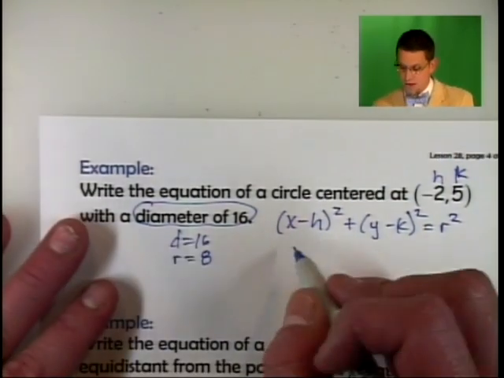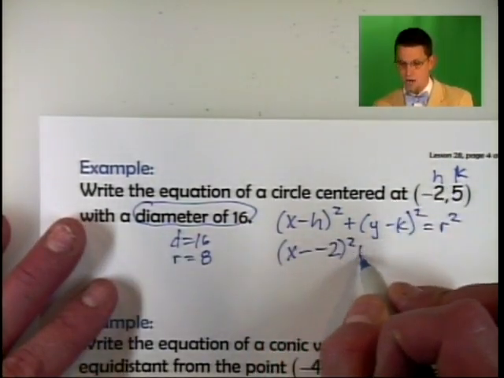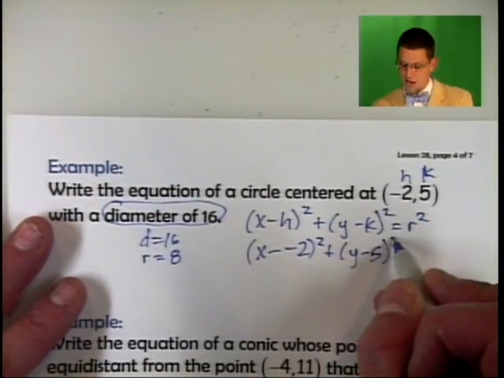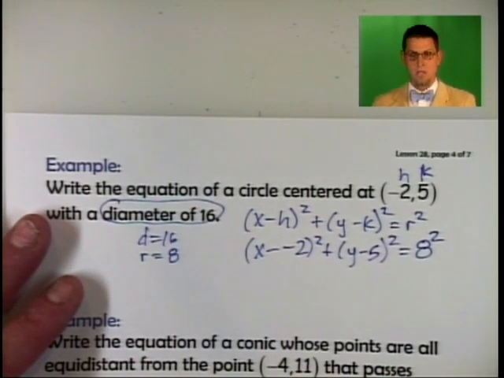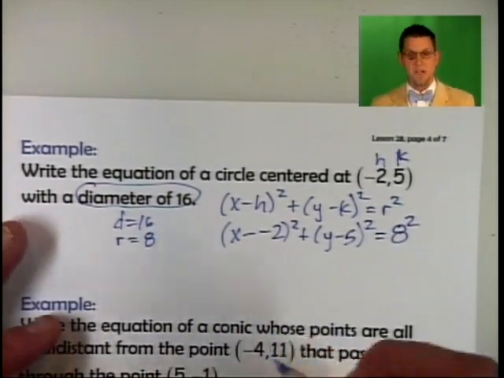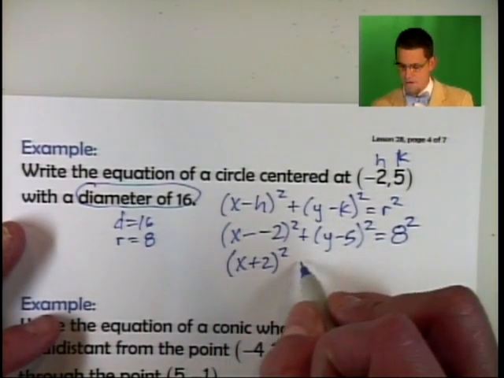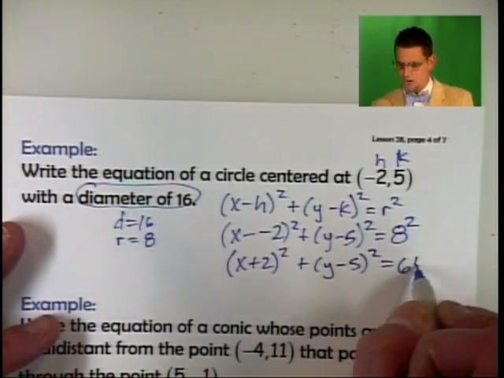Now I'll carefully plug in. It's x minus h, which is negative 2, squared, plus y minus k, which is the y-coordinate of the center, 5, squared, equals r squared, which is 8 squared. Now we'll just simplify for aesthetics here. Minus a negative is really plus. I get x plus 2 squared plus y minus 5 squared equals 64.